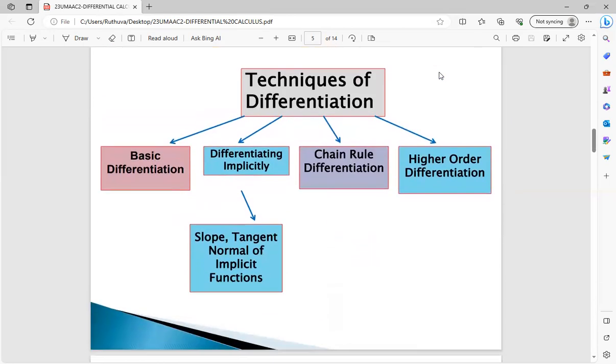Next, we are going to see techniques of differentiation. There are various techniques of differentiation. First, we have to see basic differentiation, differentiating implicitly, chain rule differentiation, higher order differentiation, slope. In differentiating implicitly, we are going to see slope, tangent, normal of implicit functions. So these are the techniques we are using. There are various techniques also there. Some basic techniques are given here for your kind reference.